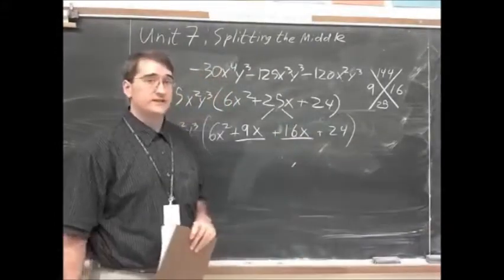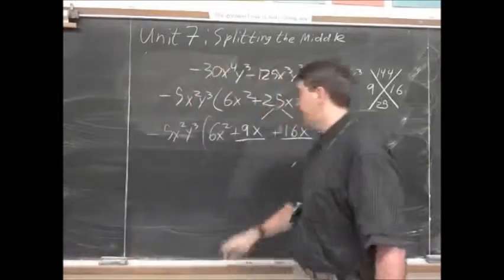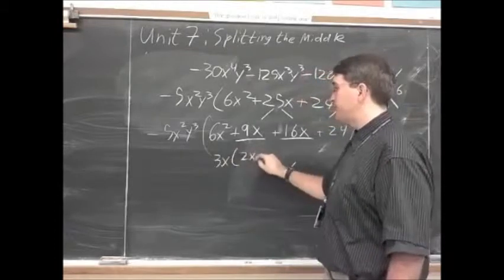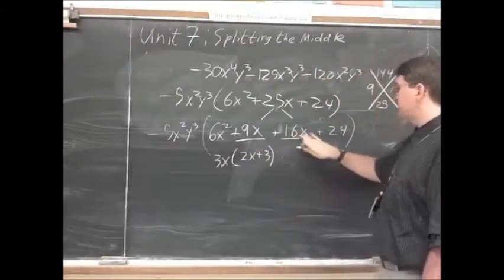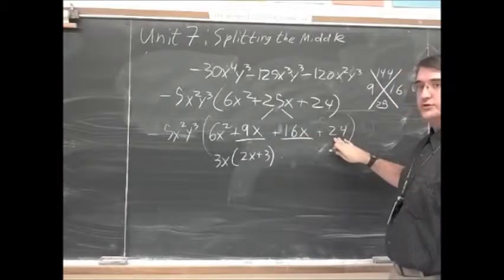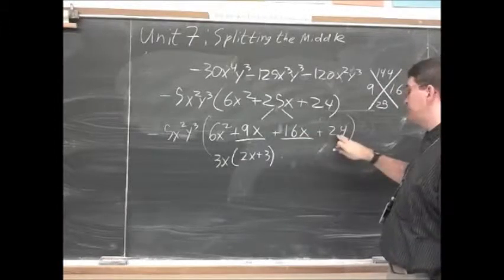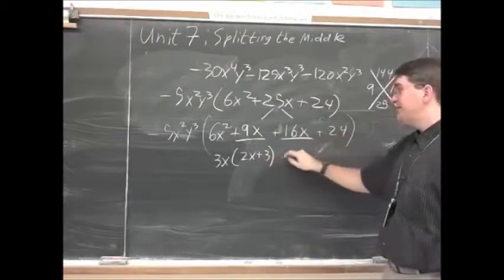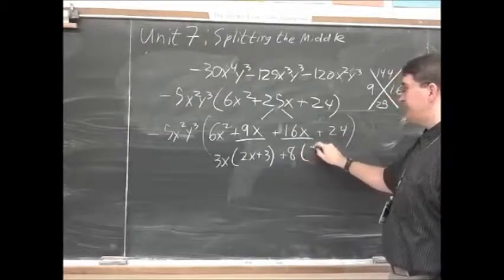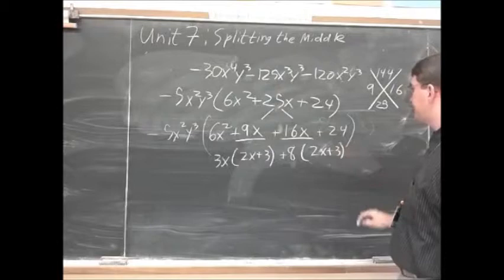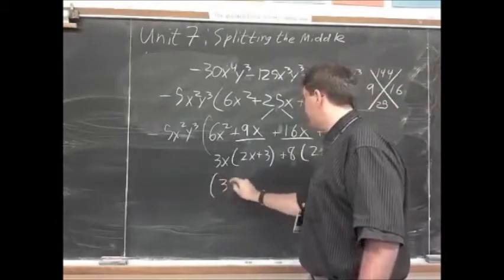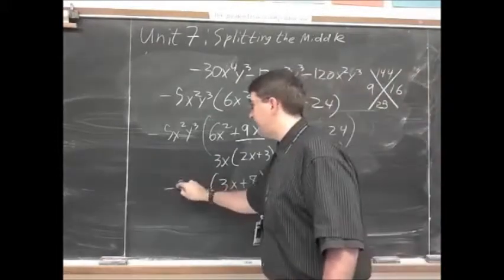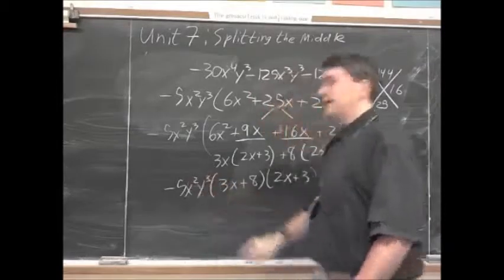We have 9x, and 16x and 24, a little bit more tricky. I could take a 4 out, but it looks like, because remember, I'm hoping to get this, the 2x plus 3, and 8. I can take an 8 out of both of those things. And I'm left with the 2x plus 3. And so that gives me now 3x plus 8 times 2x plus 3 with the negative 5x to the 2, y to the 3 out in front.